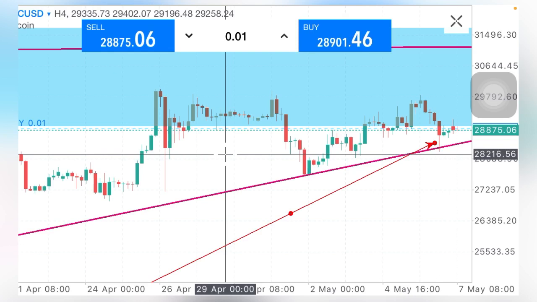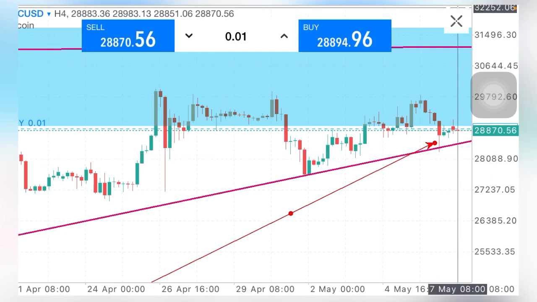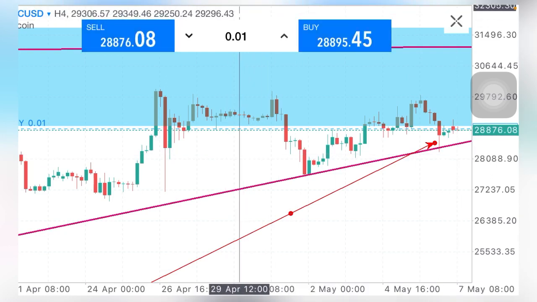So I'm going to take the number. You can see the number here, 28216.56. So this is the stop loss I would love to lose, the amount of money I would love to lose. Now the amount of money I would love to gain, my take profit, that is what I'm going to calculate now. So I'll take my COSO and I'll take it up.